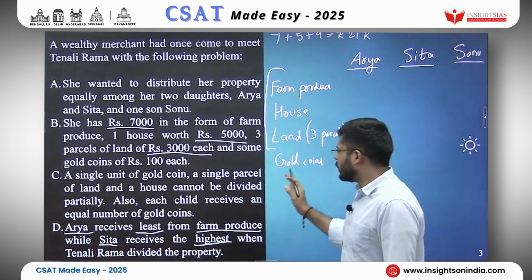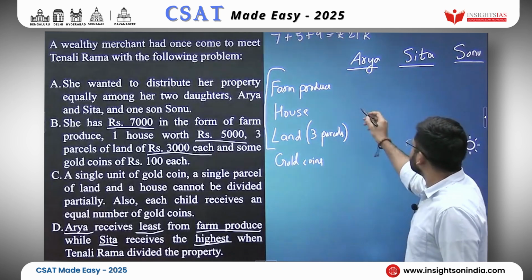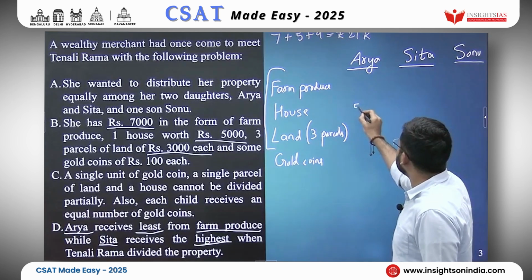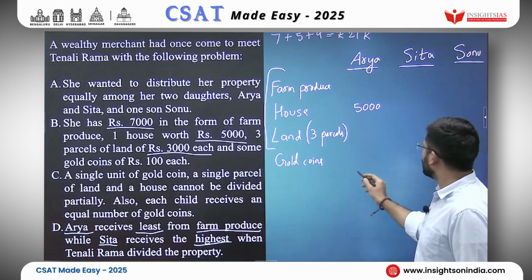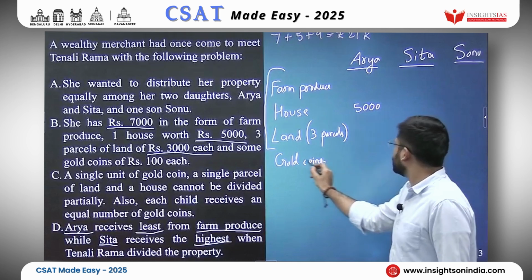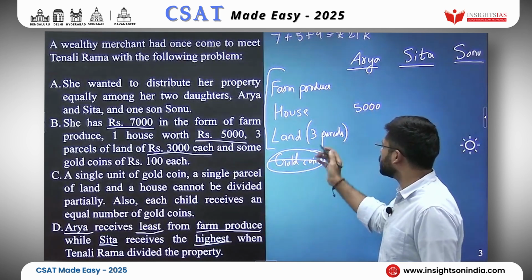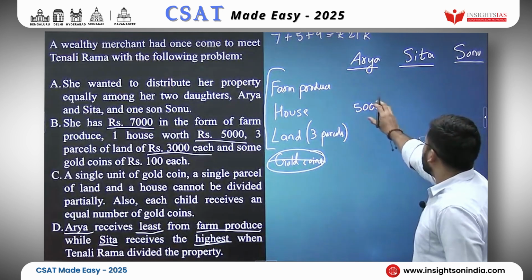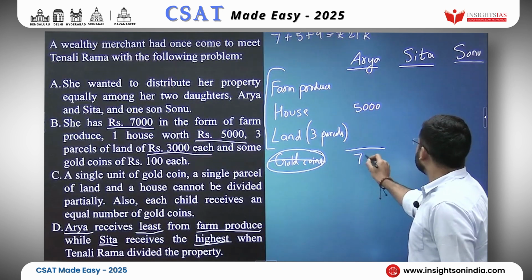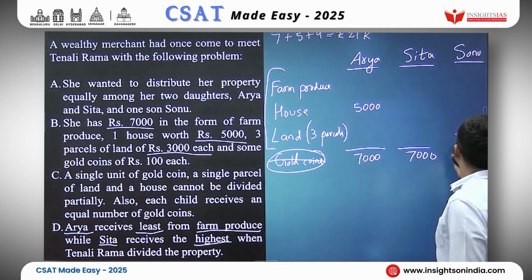Okay. First we will give the house to whom? We will give the house to Arya first. So Arya will get 5,000 here in the form of the house. Okay. Ultimately how much should she get? Ultimately she should get 7,000. Gold coins don't matter to us, because however many gold coins there are, we will divide them equally. Okay. Each of them should make up to 7,000.